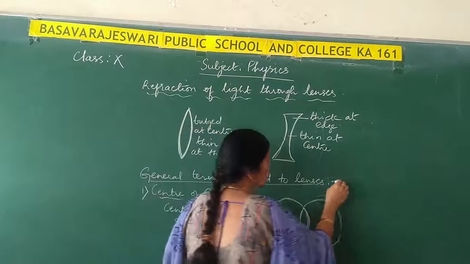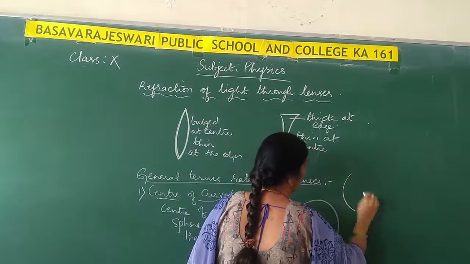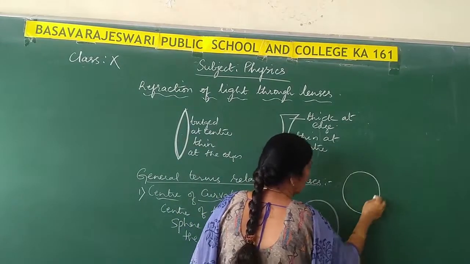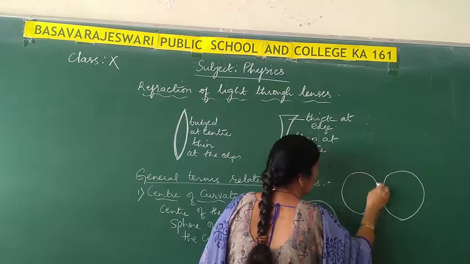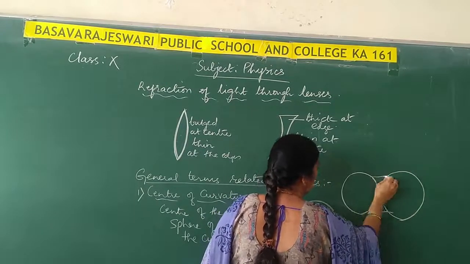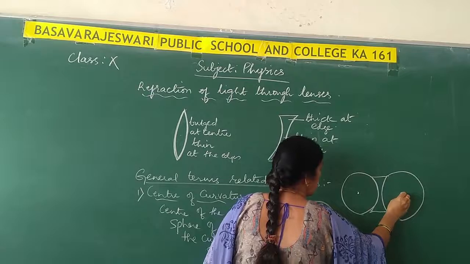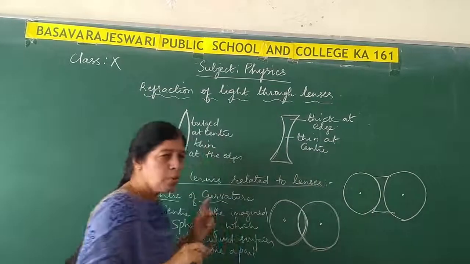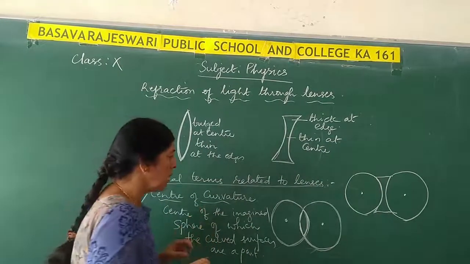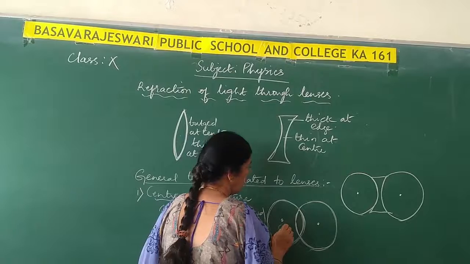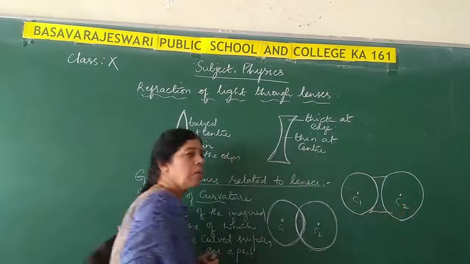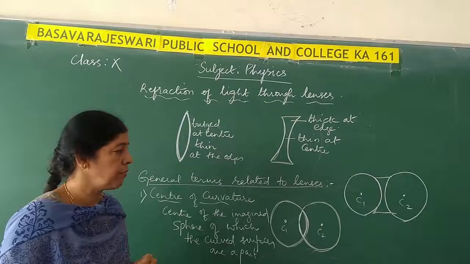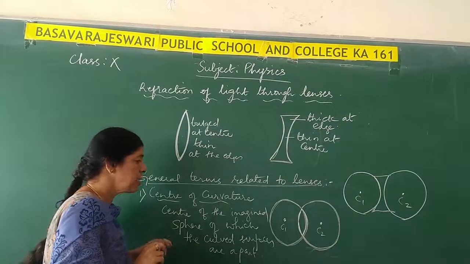And if you imagine the spheres in this manner, what type of lens can you imagine? You can imagine a concave lens. And these two spheres will have centers. Those centers are called centers of curvature. So you can name them as C1 and C2. Is it not? So these centers of curvature can be named as C1 and C2.